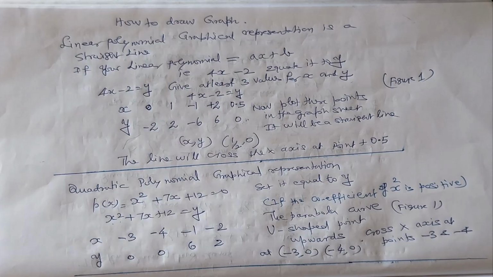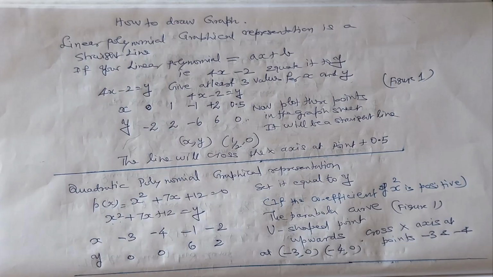Now plot these points on the graph sheet. It will be a straight line. Now the straight line will cross the x-axis at the point where x is equal to plus 0.5. It will cross the x-axis at the point plus 0.5.